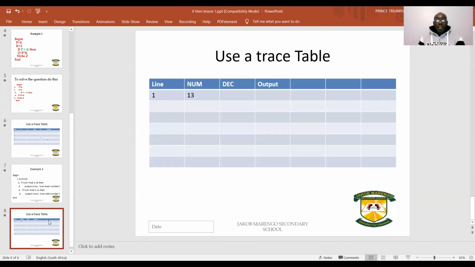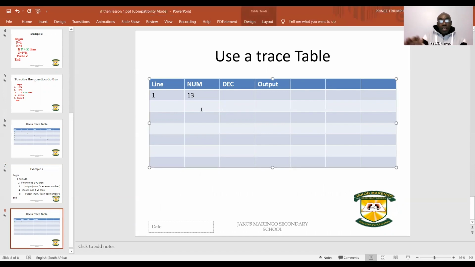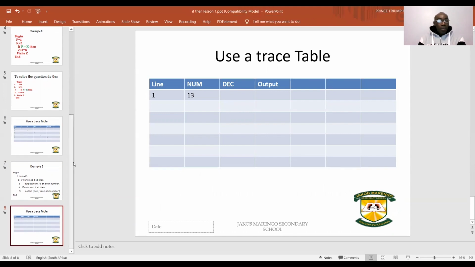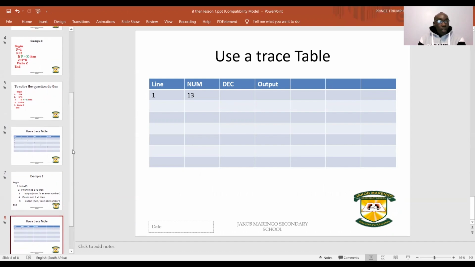Work it out. I'm giving you this as homework. If it is true or false, put it here. Then complete this trace table for me. After completing the trace table, please send it to me on WhatsApp. I will confirm and let you know whether what you have done is right or wrong.